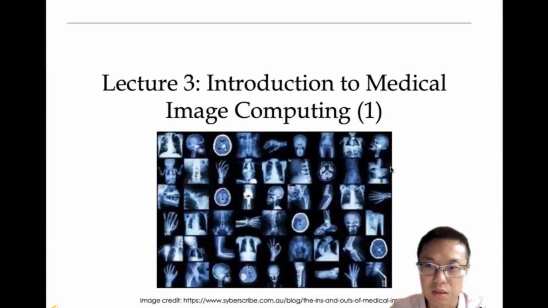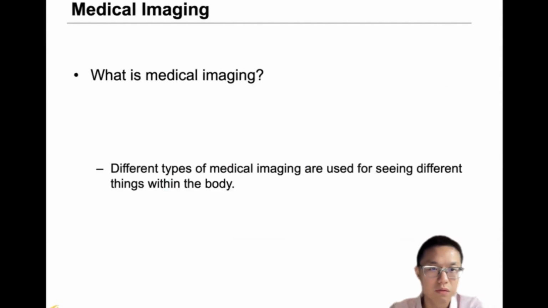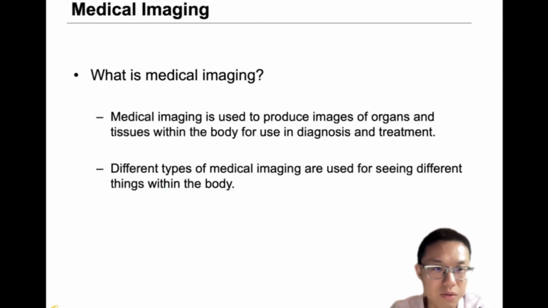So for today's class, we'll do a quick introduction about medical image computing. Basically, we'll talk about the different modalities of medical imaging. So what is medical imaging? Medical imaging is used to produce images of organs and tissues within the body for use in diagnosis and treatment. And there are different types of medical imaging that can be used, and they can be used to see different things within the body.